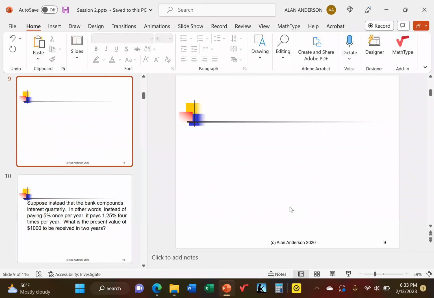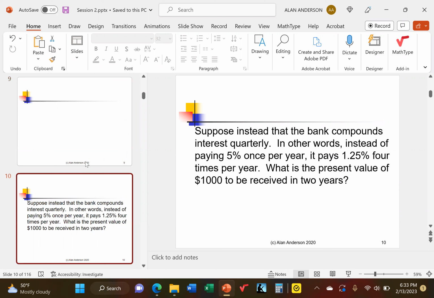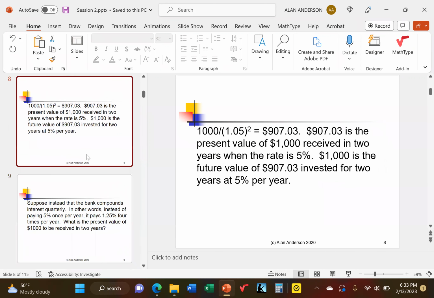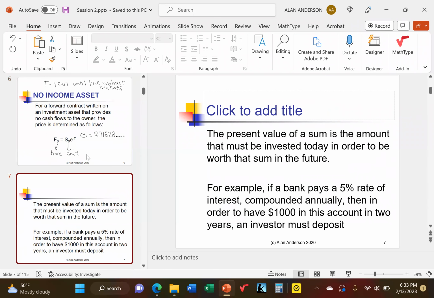All right, now, of course, if the asset provides some cash flows to the owner, like I was saying before, the British pound, then we have to modify this formula. Okay, so how does that work?